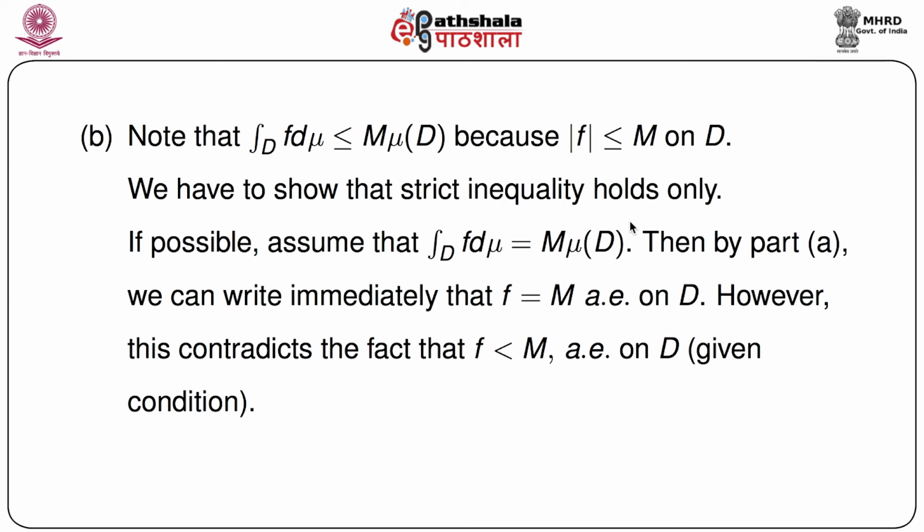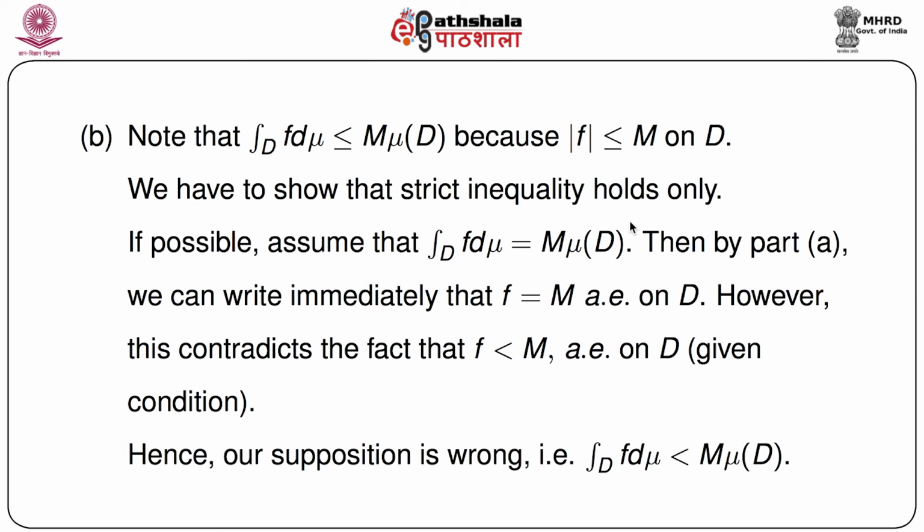If possible, we assume that the integral over D of f dμ equals M times μ(D). Then by part A, we can immediately write that f equals M almost everywhere on D. But this contradicts the given condition that f is less than M almost everywhere on D. So, our supposition is wrong, and that means we only have the integral over D of f dμ less than M times μ(D).